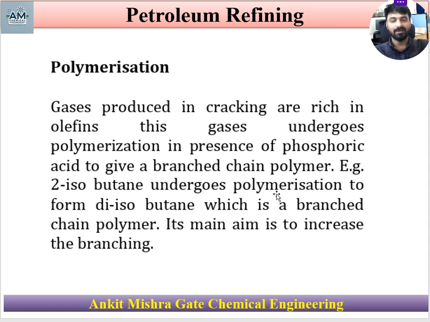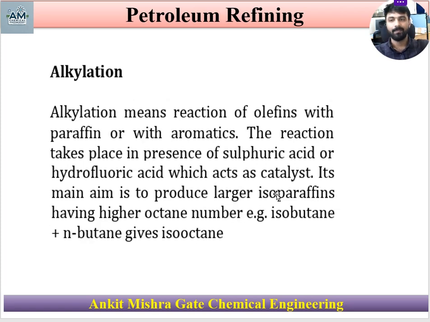For example, isobutene undergoes polymerization to form di-isobutene, which is a branched polymer. Its main aim is to increase the branching. So why are we doing the polymerization? To increase the branching. Now coming to alkylation, this is also a very important process in a petroleum refinery.